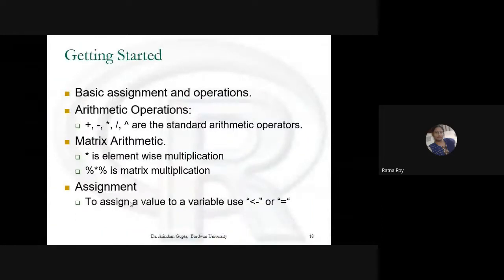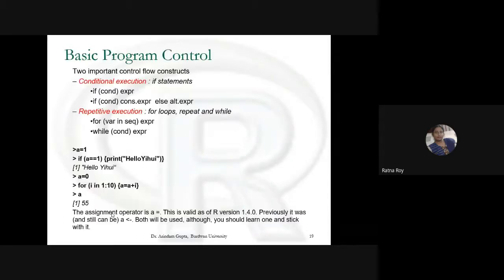Basic operations. Arithmetic operations: plus, minus, star, hash, or to the power are the standard arithmetic operators. In matrix arithmetic, star is element-wise multiplication of matrices, and percentage star percentage is matrix multiplication. To assign a value to a variable, use less than followed by dash, or equal to. Both are available in R.